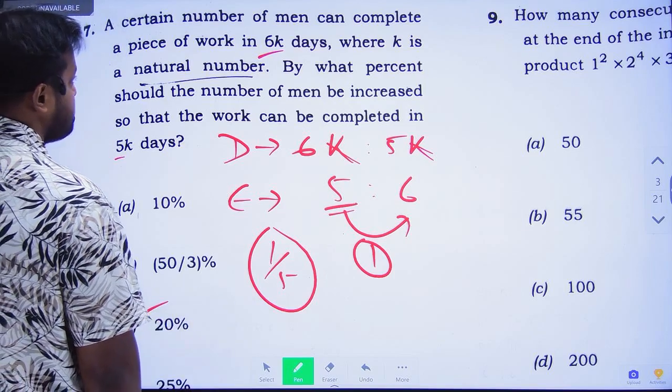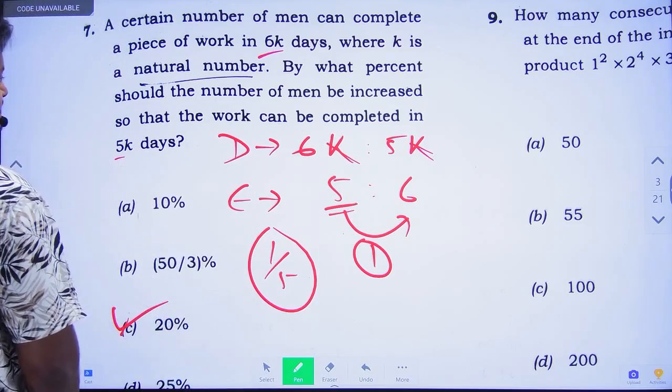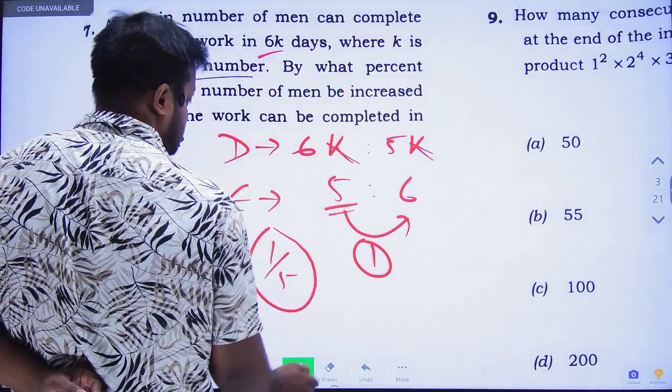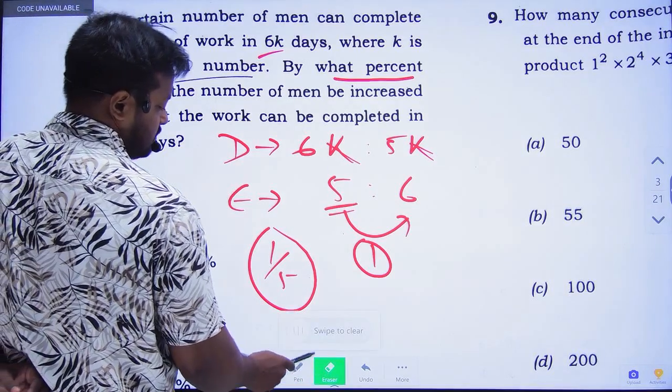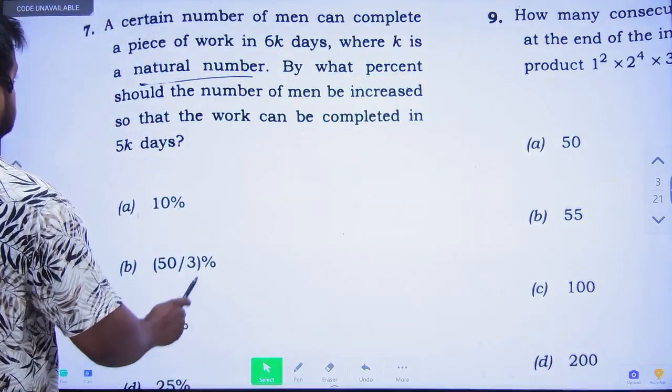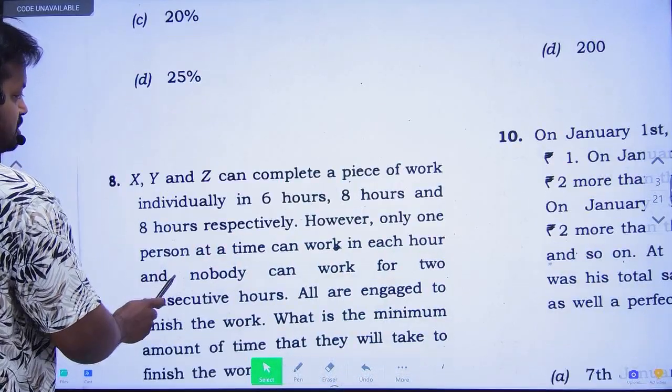Fine. It's asking percentage value. So what percent? So this is 20%. Option C. 7. Then question 8.